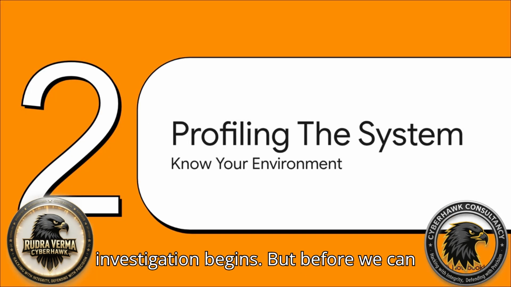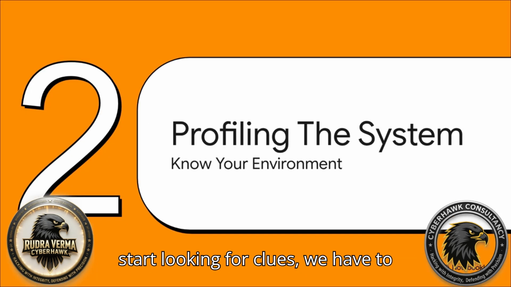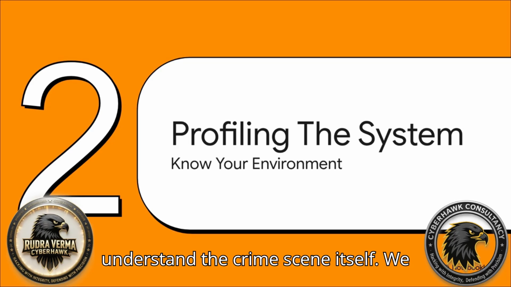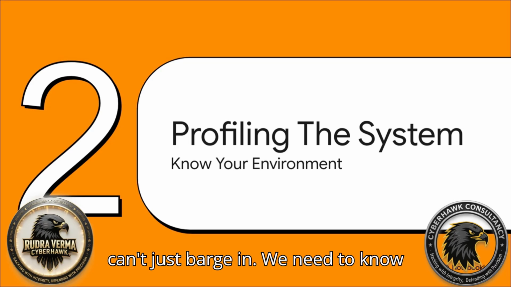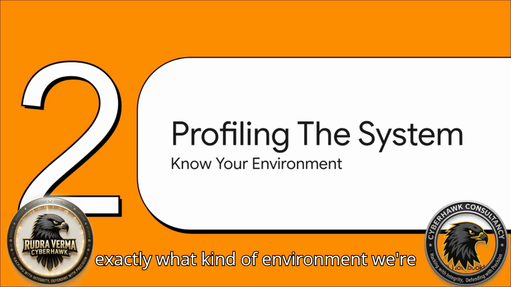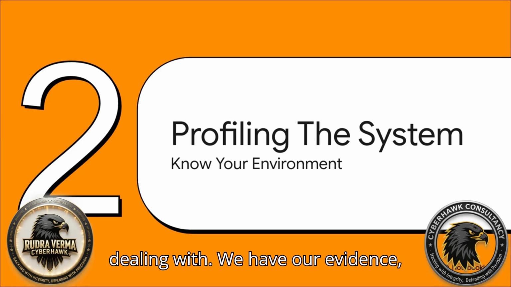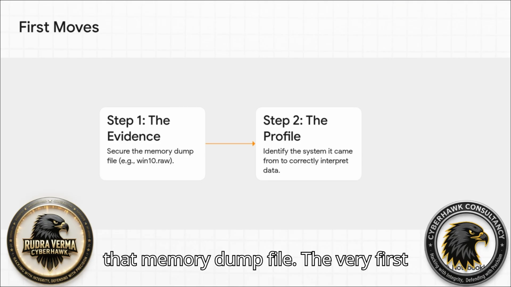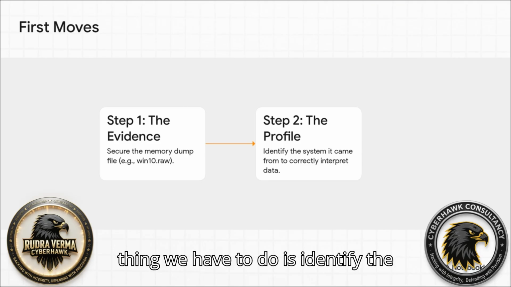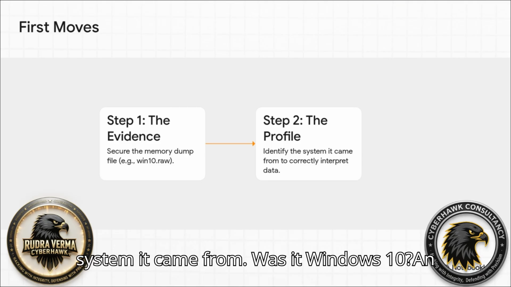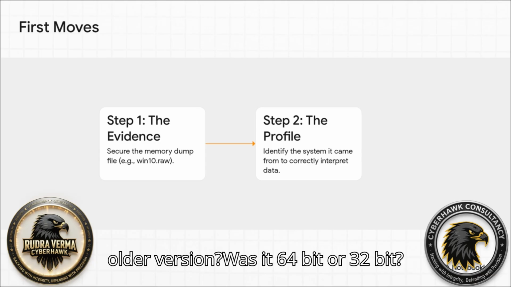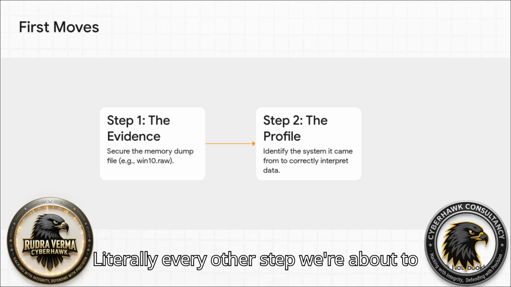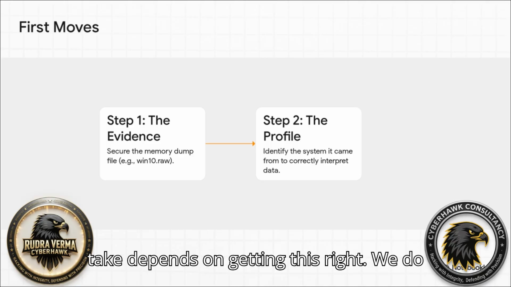So, our investigation begins. But before we can start looking for clues, we have to understand the crime scene itself. We can't just barge in. We need to know exactly what kind of environment we're dealing with. We have our evidence, that memory dump file. The very first thing we have to do is identify the system it came from. Was it Windows 10? An older version? Was it 64-bit or 32-bit? Literally every other step we're about to take depends on getting this right.